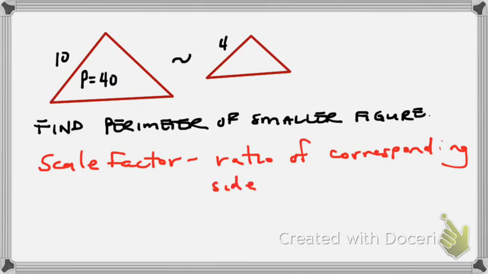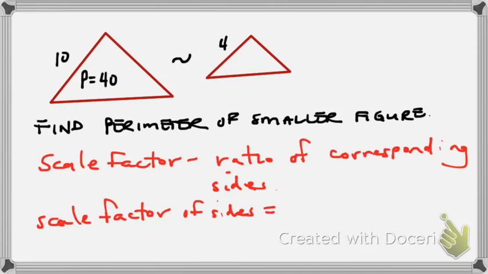Now, when we talk about the word ratio, we're really talking about division. So scale factor is a ratio of corresponding sides. What we just figured out is that the scale factor of sides is also equal to the scale factor of perimeters.